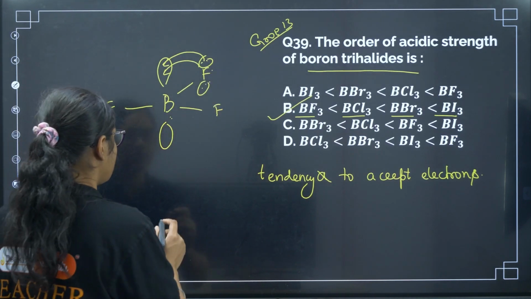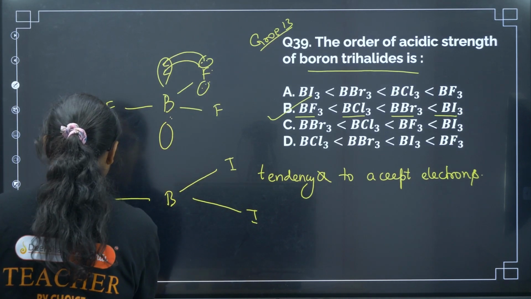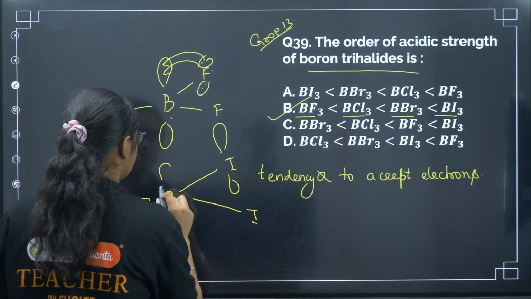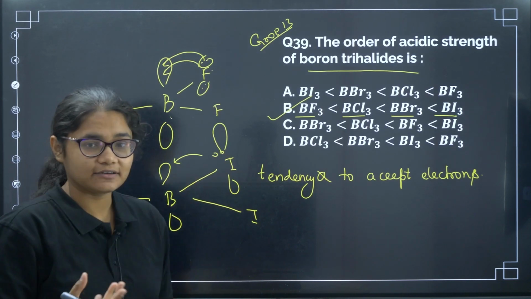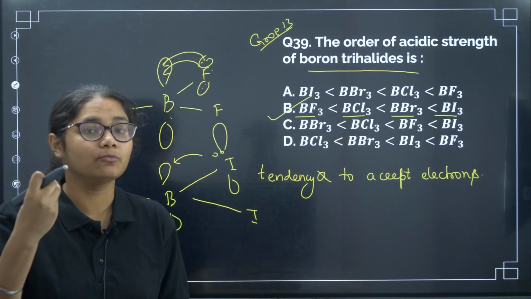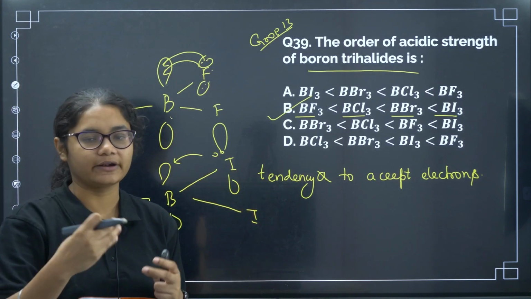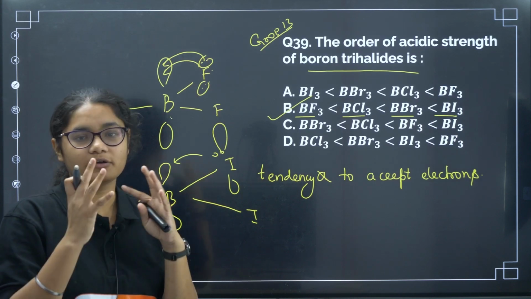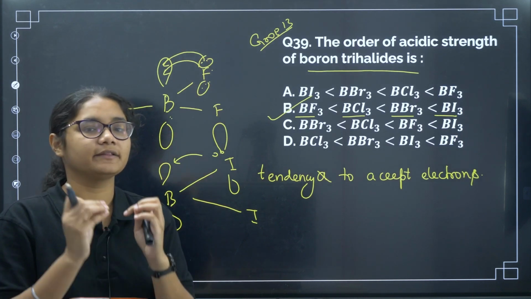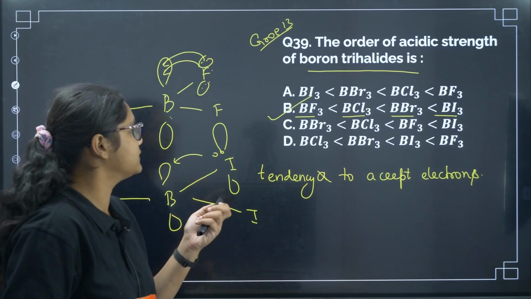Now if you consider BI3, okay, so if I draw BI3, the overlapping is not there. Okay, the lone pairs of iodine cannot be donated here. So this boron is thirsty for electrons. Okay, it is hungry for more electrons. So it will show acidic character from outside. Wherever it is getting electrons, it will take. But BF3 is not hungry because its electron deficiency is satisfied by the overlapping or the back bonding from fluorine. Okay, so like that you can understand.